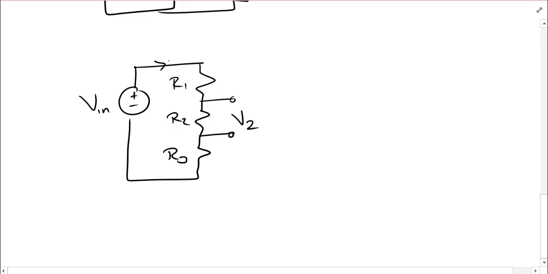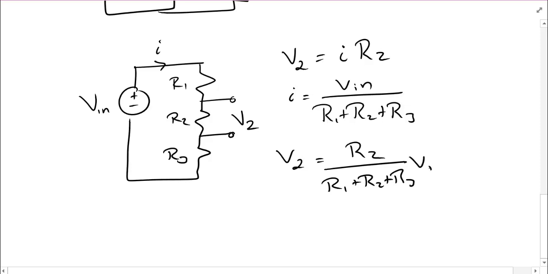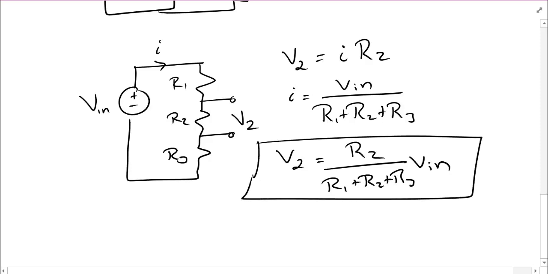Well, the analysis is the same. I know that V2 is going to equal the current I times R2. And the current I is still going to be the voltage in divided by the sum of the resistors. In this case, there are 3. So at the end of the day, I get that V2 is equal to, and again I'm going to be putting V in at the end, R2 over R1 plus R2 plus R3 times Vin. I can do this generically.